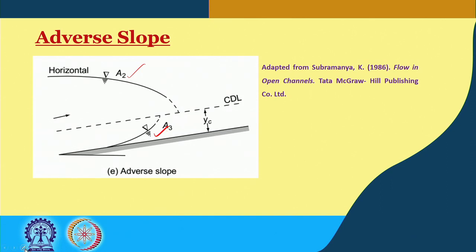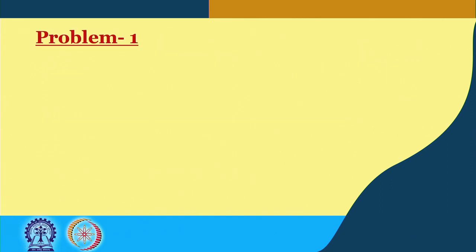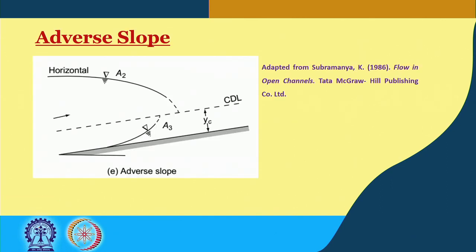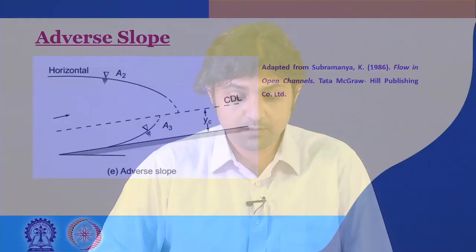All these figures have been taken from Subramanya. I think this is a nice and appropriate point to stop. We will solve a couple of problems related to gradually varied flow in our next lecture, and then we will continue to the other topic called rapidly varied flow.